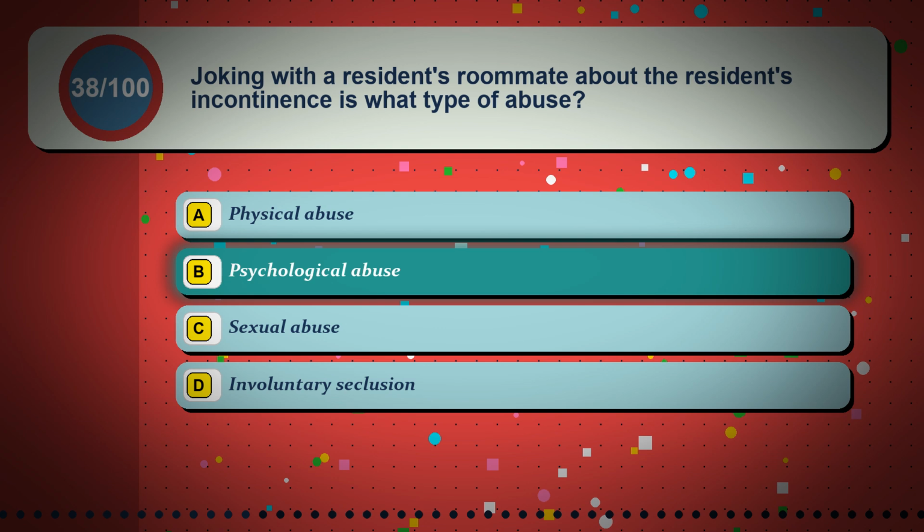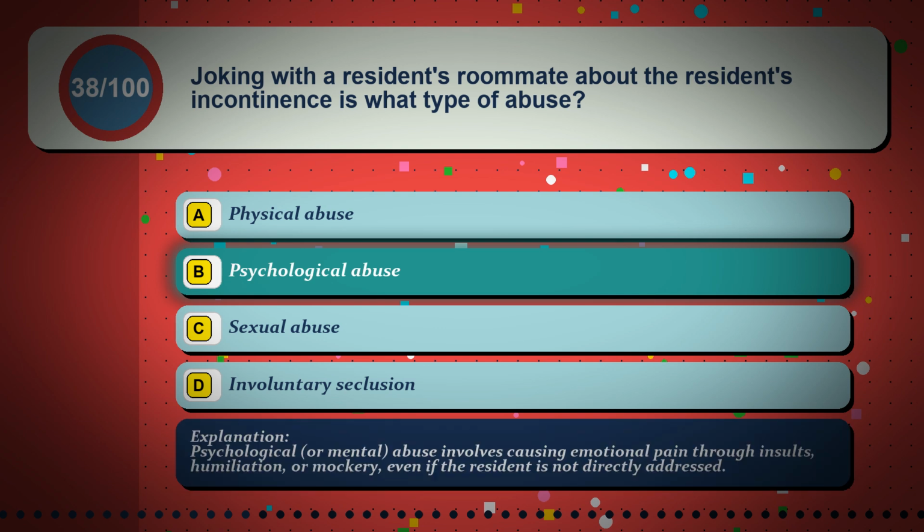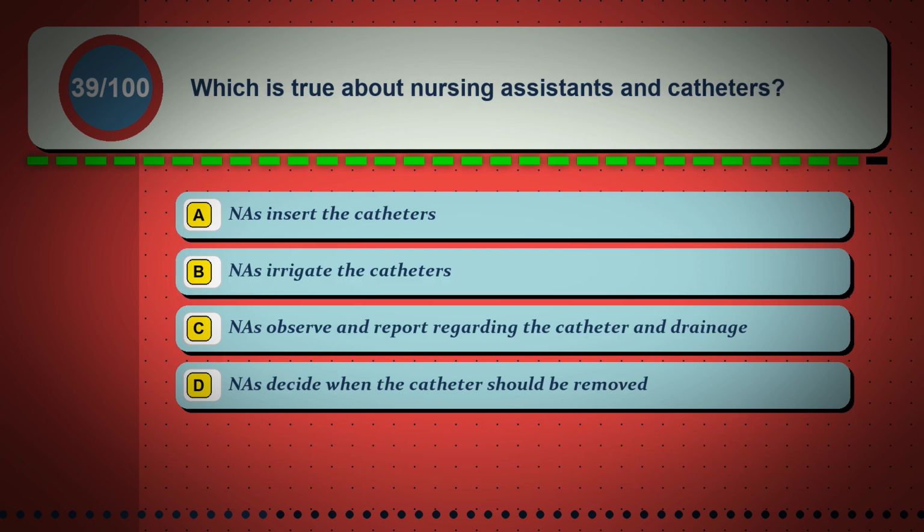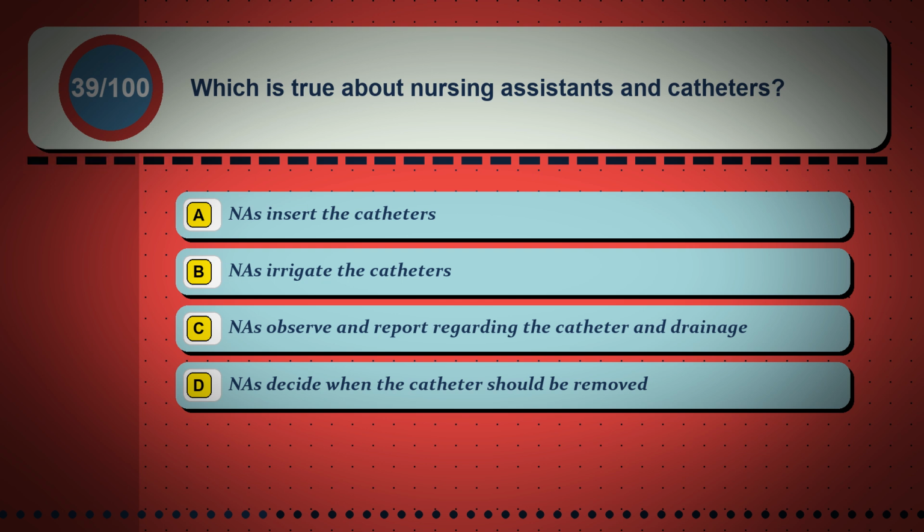The correct answer is option B, psychological abuse. Psychological, or mental, abuse involves causing emotional pain through insults, humiliation, or mockery, even if the resident is not directly addressed. Question 39. Which is true about nursing assistants and catheters? Option A, NAs insert the catheters. Option B, NAs irrigate the catheters. Option C, NAs observe and report regarding the catheter and drainage. Option D, NAs decide when the catheter should be removed.